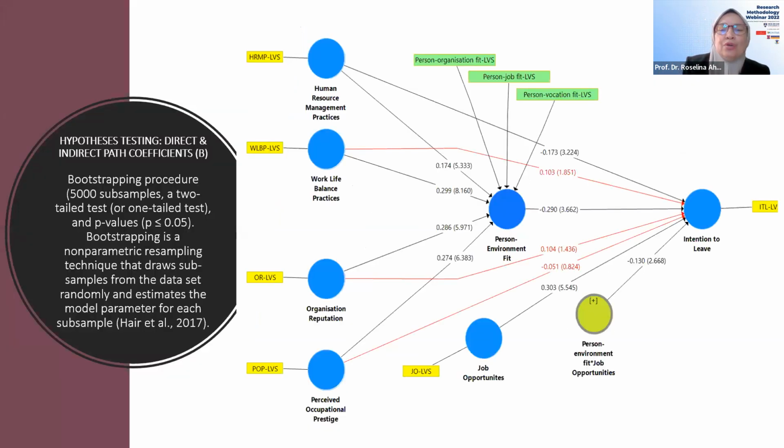Okay, so when it comes to hypothesis testing, of course, we have to use the bootstrapping analysis, where you have to choose the path coefficients and the p-values, okay? And you need to understand what it means. For example, in this case, 0.174 and 5.3. So basically, these are the t-values and these are the p-values, okay? Right? So you need to understand all of that.